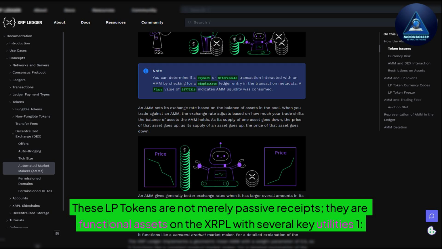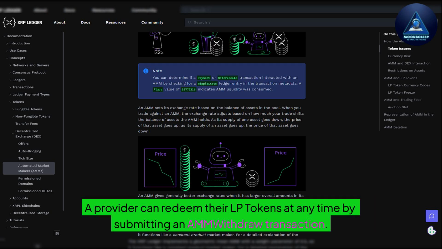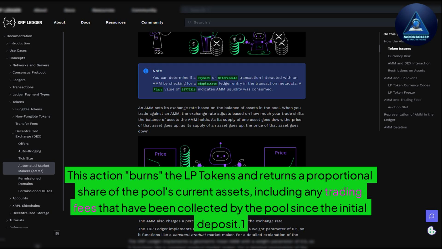These LP tokens are not merely passive receipts. They are functional assets on the XRPL with several key utilities. 1. Redemption of assets. The primary function of an LP token is to serve as a claim on the underlying assets in the pool. A provider can redeem their LP tokens at any time by submitting an AMM withdraw transaction. This action burns the LP tokens and returns a proportional share of the pool's current assets, including any trading fees that have been collected by the pool since the initial deposit.